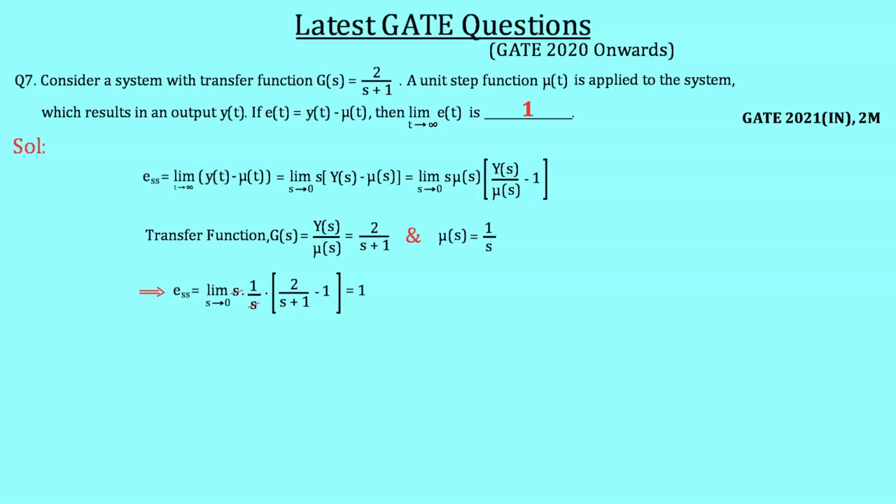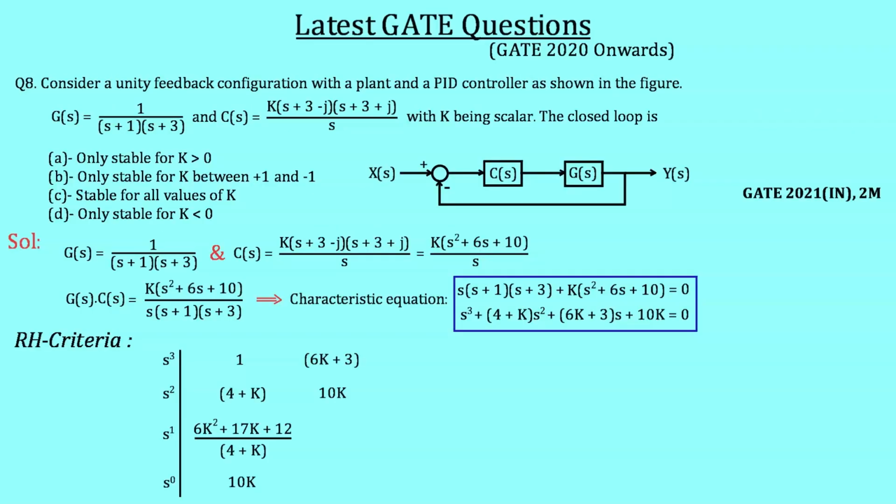The next question is also very simple, but the question actually checks whether the fundamentals of the concept are clear to students or not. The thing is, the definition of error is slightly changed in this question. So, the students who simply learn the formulas will not be able to solve this question. Generally, the error is equal to input minus output, but here in this question, the error is defined as output minus input. Otherwise, this question is very simple and you will get the value of steady state error to be equal to 1.